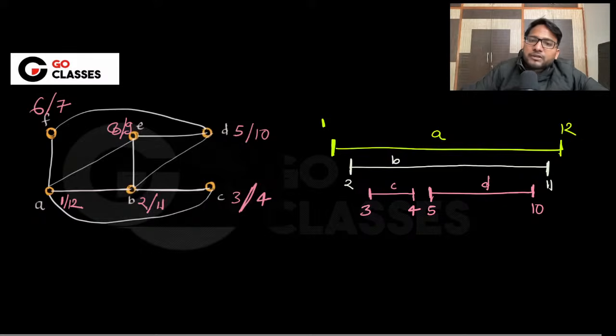I'm writing with respect to time, in increasing order: 1, 2, 3. This is a timeline, right? So this is 1, then 2, then 3, 4, 5, 5 to 10. What is the time of F? It is 6 to 7. So you can write F here, 6 to 7. What is the time of E? It is 8 to 9. So E is 8 to 9.